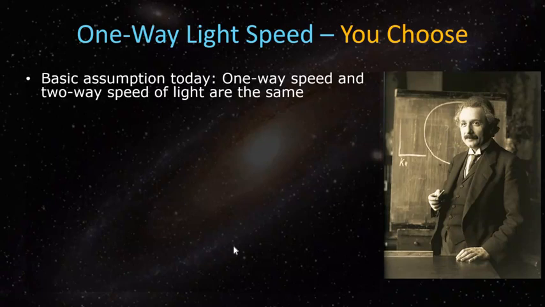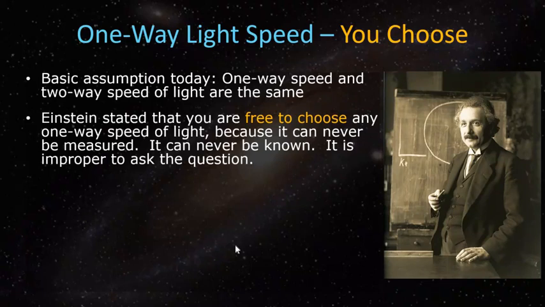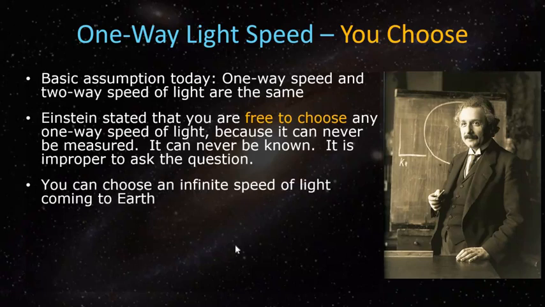But the basic assumption today is the one-way speed and the two-way speed of light are the same. But Einstein stated that you are free to choose any one-way speed of light because it can never be measured and it can never be known. In fact, it's even improper to ask the question. You can choose, for example, an infinite speed of light coming to Earth if you want.